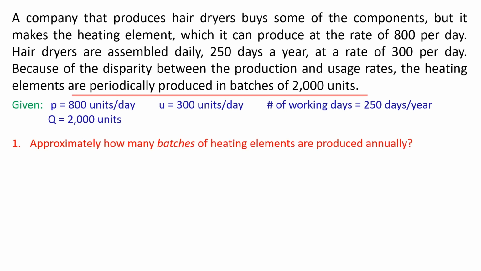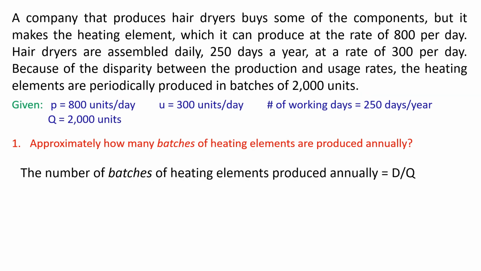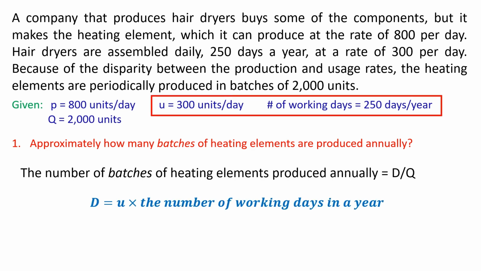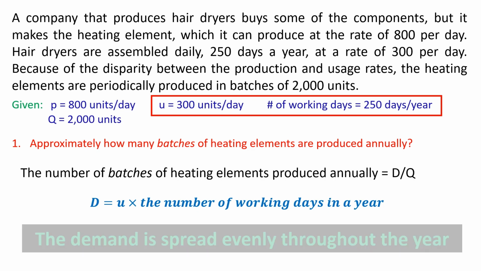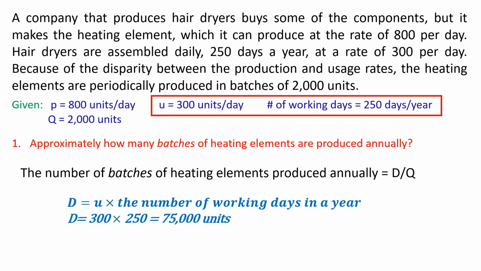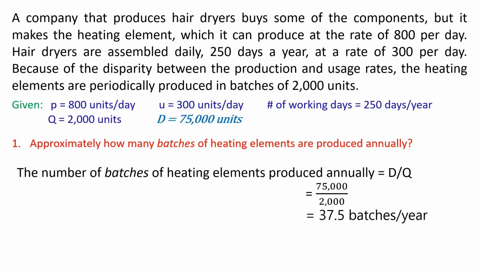Starting with the first question, approximately how many batches of heating elements are produced annually? The number of batches produced annually can be determined by dividing the annual demand D by the batch size Q. Since the daily usage and the number of working days per year are known, the annual demand can be calculated by multiplying these two values. This is because one of the assumptions of this model is that the demand is spread evenly throughout the year. So, D equals 300 multiplied by 250 equals 75,000 units per year. Divide this 75,000 by 2,000. This results in 37.5 batches per year.